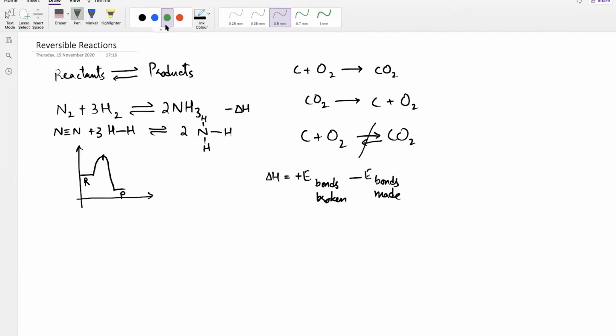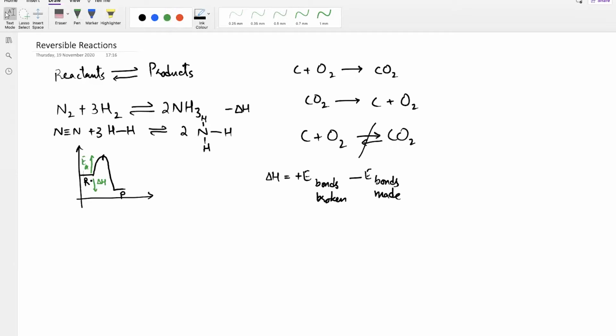Now here's the thing. I will call reactant changing to product the forward reaction, which means nitrogen and hydrogen reacting to produce ammonia. That is the forward reaction. And in the forward reaction, this is my delta H, and that is my activation energy. That is the energy I have to give to the reactant so that they start to react. And delta H is the difference between the starting point and the ending point.